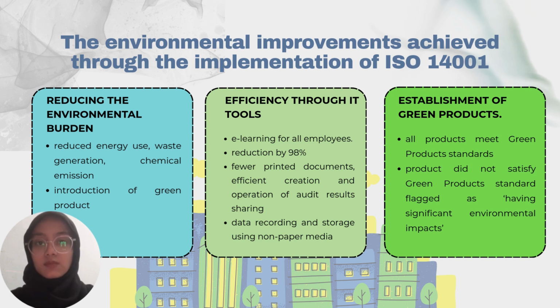making environmental management more efficient and accessible. Lastly, under the establishment of green products, Fujitsu ensures that all products meet strict green product standards. If any product fails to meet those criteria, it is flagged as having significant environmental impacts, driving continuous improvement and innovation in design and production. Through the structure of ISO 14001 and with guidance from ISO 14004, Fujitsu has embedded sustainability into its core operations, proving that responsible environmental management can also support business success.